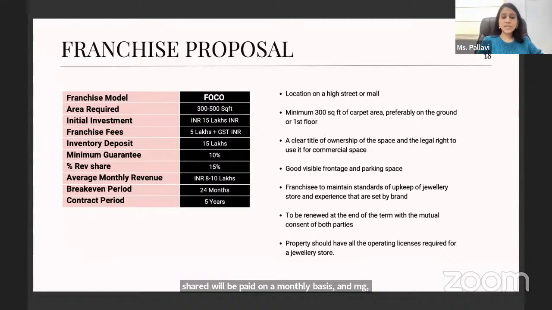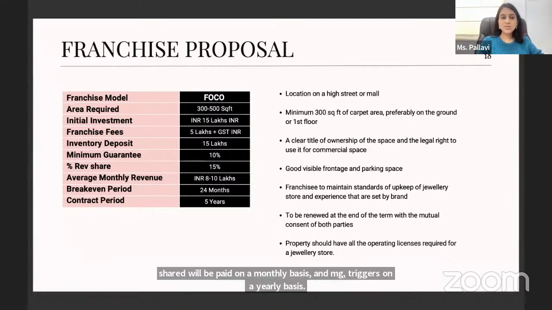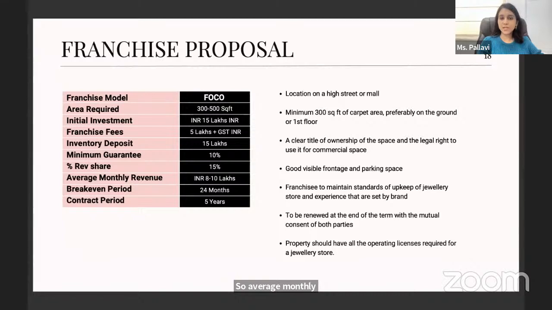The average monthly revenue our current stores are doing is between 8 to 10 lakh rupees. Break-even period, we say it's 24 months, but it happens much before that. And the contract period would be 5 years. So the tenure will be 5 years.